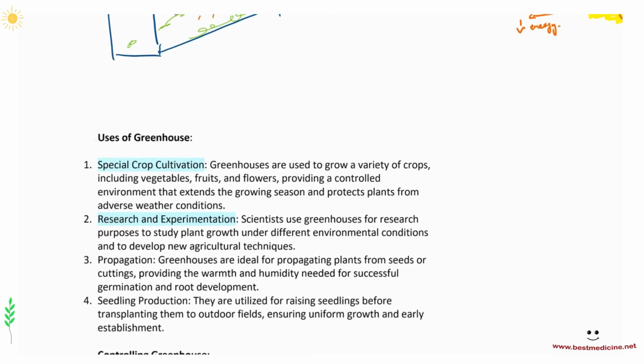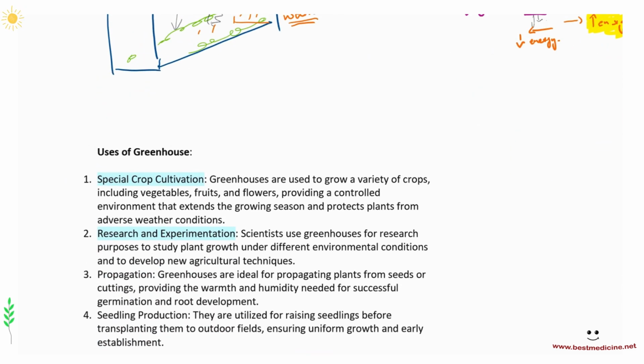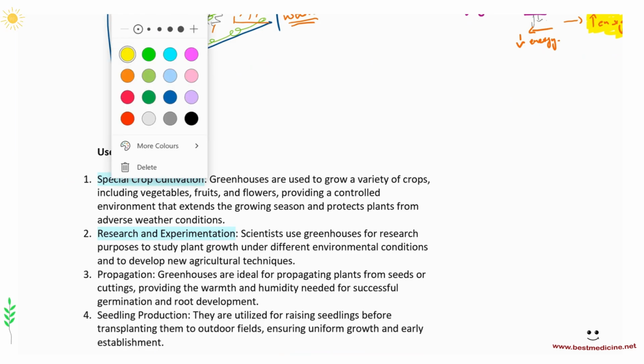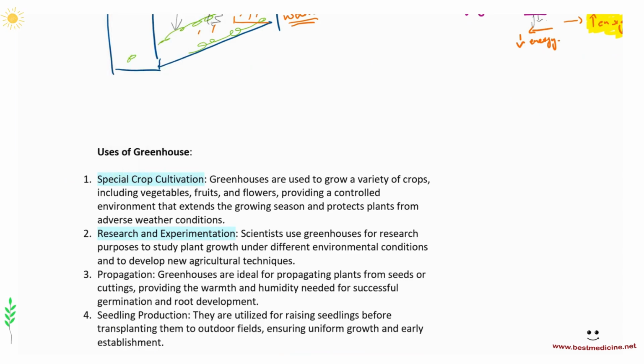Now, what are the uses of greenhouse? In your syllabus, there's uses of greenhouse, and you need to know this. So uses of greenhouse, it's not a very high yield topic, right? Photosynthesis is very high yield, but this can show up on the exam, so we need to be aware of this. Uses of greenhouse. Number one, special crop cultivation, right? You're able to grow a variety of crops, including vegetables, fruits, and flowers, providing a controlled environment. So you can extend the growing season. And you can also use this for research and experimentation.